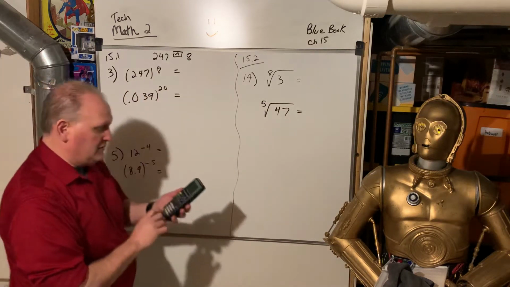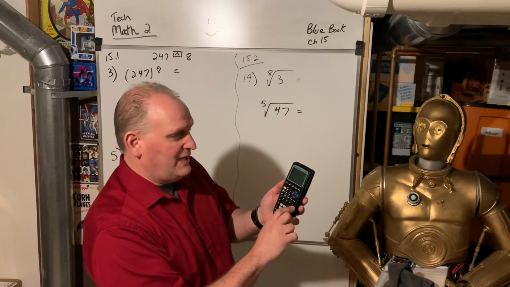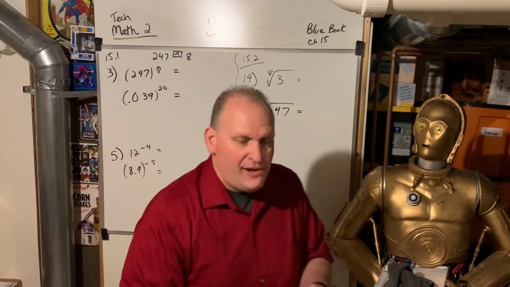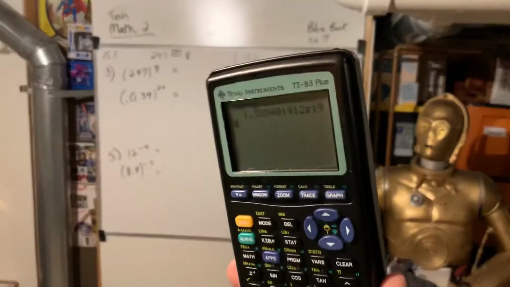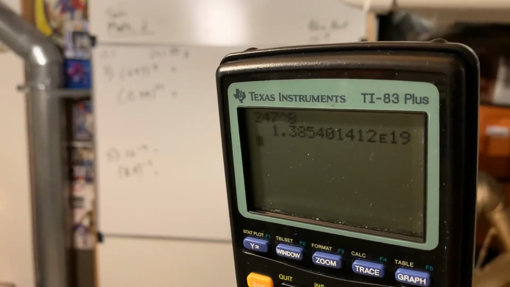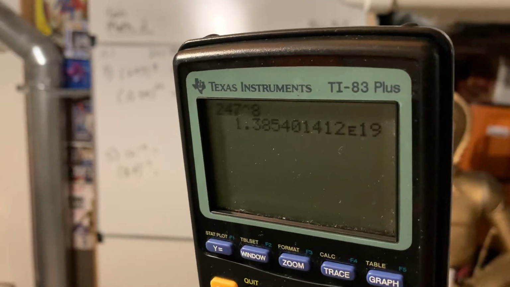247 to the 8th power. So we pop in 247. We hit the caret key. That's just above the divide by sign. And then 8. And then hit enter. And so we get this on our readout. Let's take a look at what our calculator says there. So 1.385401412 e to the 19.